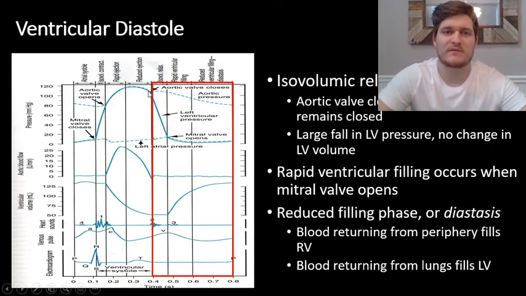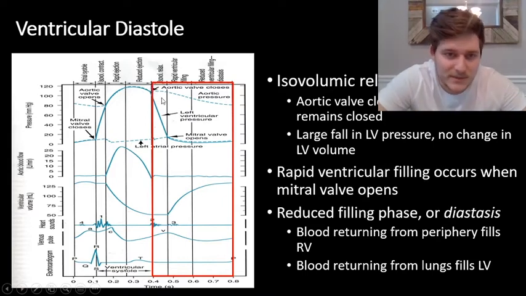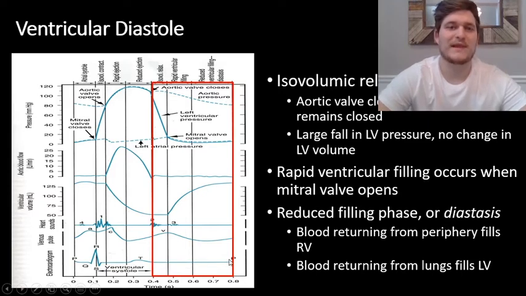Then the aortic valve is going to close. That cardiac muscle starts to relax, so you're going to see that left ventricular pressure drop off. Again, at this point, valves are closed. There's no blood moving out. So, during this isovolumetric relaxation, no movement of blood, pressures are dropping, and the cardiac muscles are relaxed.